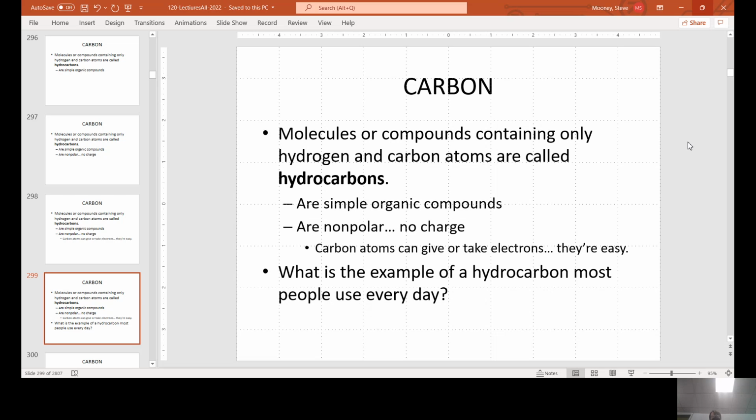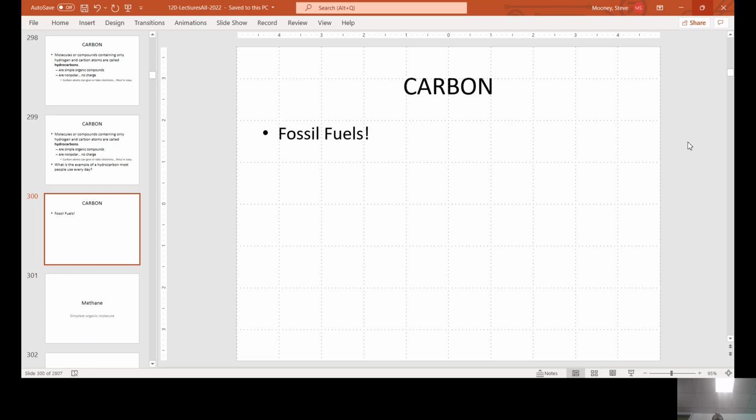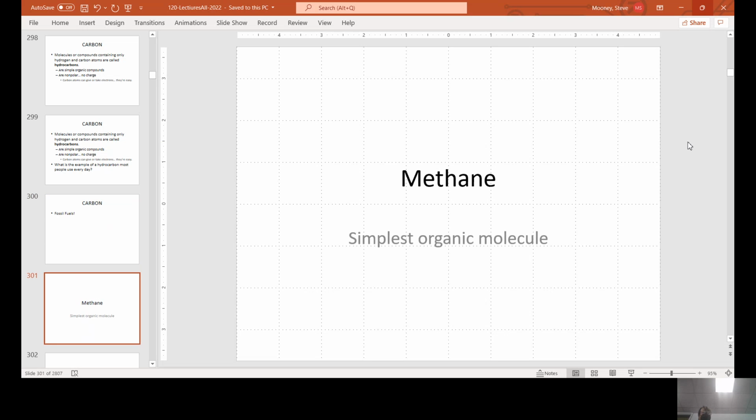So the classic example of hydrocarbons most people use every day are what? Where do we find hydrocarbons? Fossil fuels are the simplest form. So we have natural gas, which is one carbon, maybe two. As we get a couple more, we get gasoline, a liquid. As we get more and more carbons in the chain, we get thicker and thicker things that we make roads out of. So the simplest organic molecule is methane.